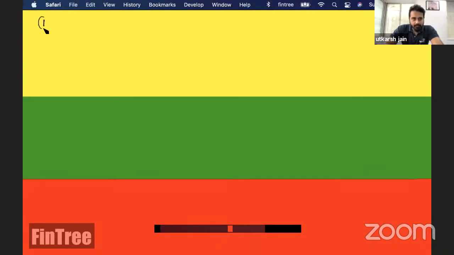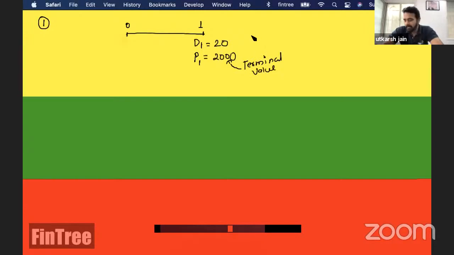Anyway, so example number one, a straightforward example. There is a share that you buy, and this is a timeline, a time 0 and a time 1. Next year, you expect to receive a dividend of 20 rupees. And you somehow know, through magic, that next year the stock price is going to be, let us say, 2000 rupees. This 2000, the stock price at the end of year 1, is called terminal value. The future stock price, you somehow figure that out. We call that terminal value.